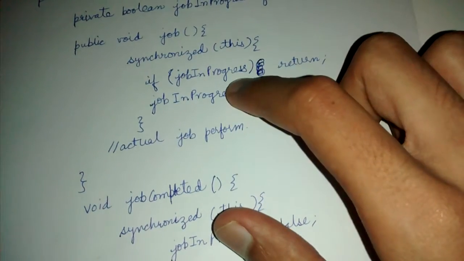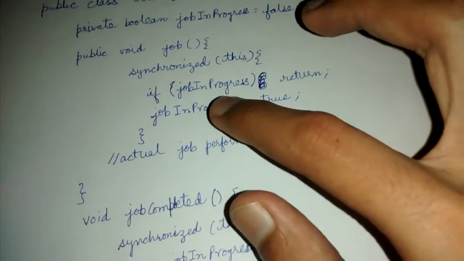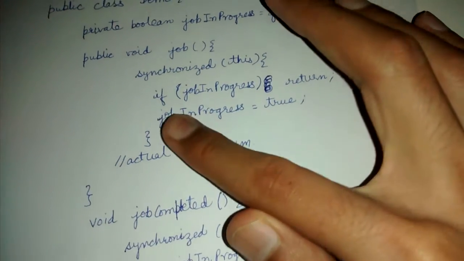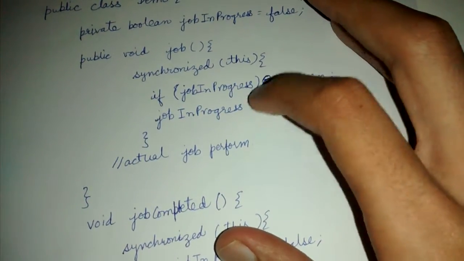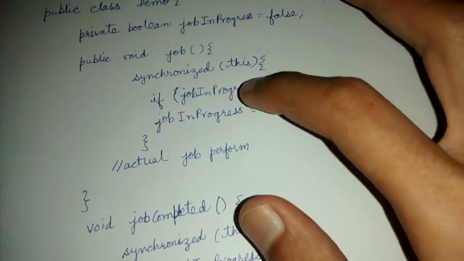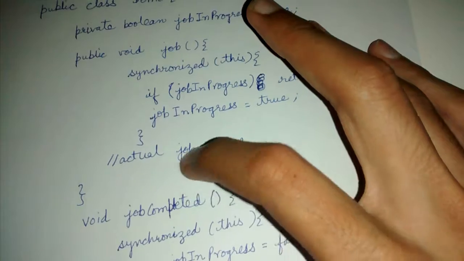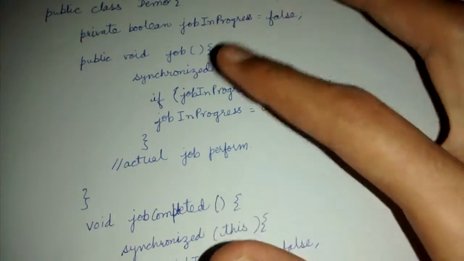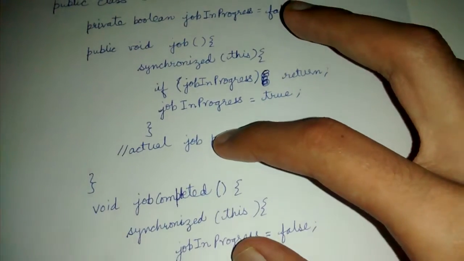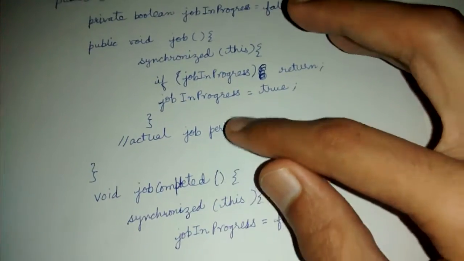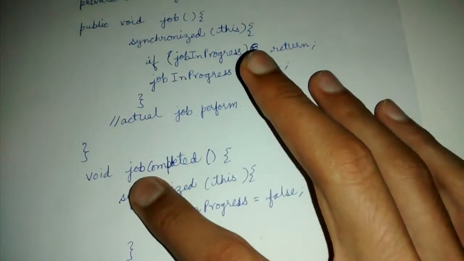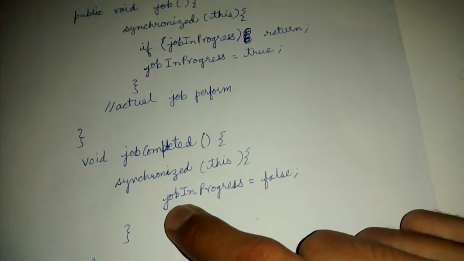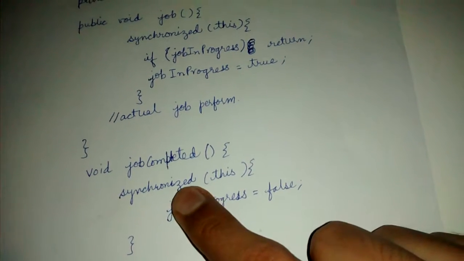But let's say the job is not in progress. So initially jobInProgress is false. So it will see that the job is not in progress. It will not return. It will go to the next line. It will set jobInProgress as true because it is now going to perform the actual job. And that particular thread gets to perform the actual job on this object. As soon as the job ends, that thread's responsibility is to call this jobCompleted method, which basically sets this jobInProgress again to false in a synchronized block.